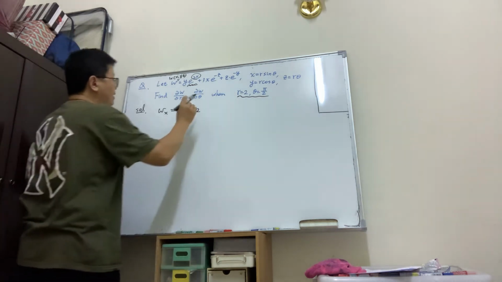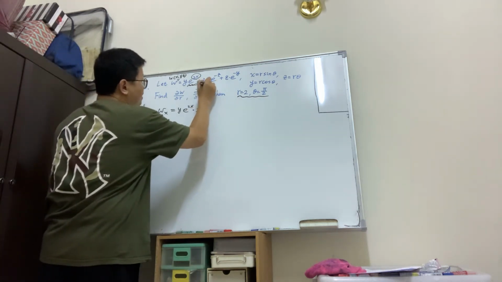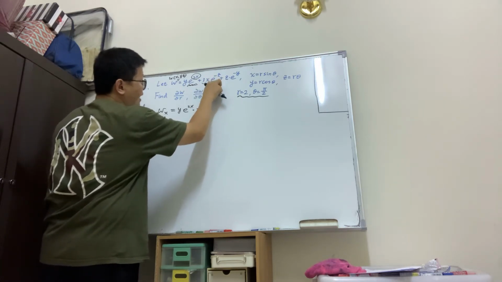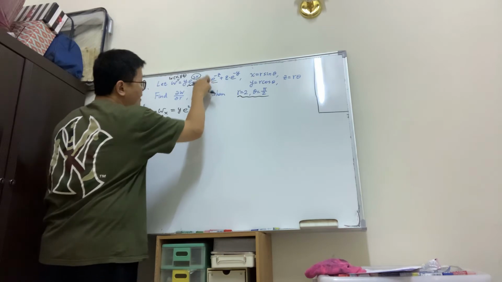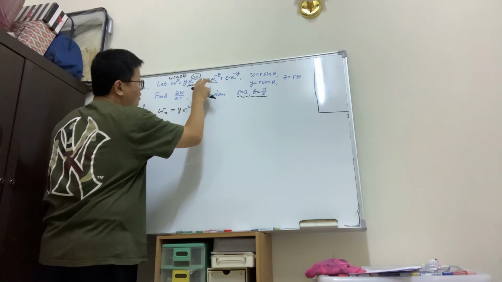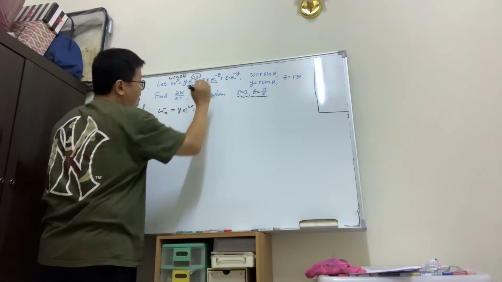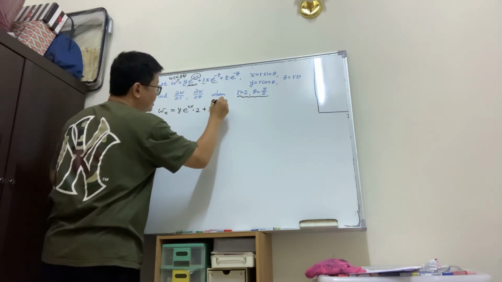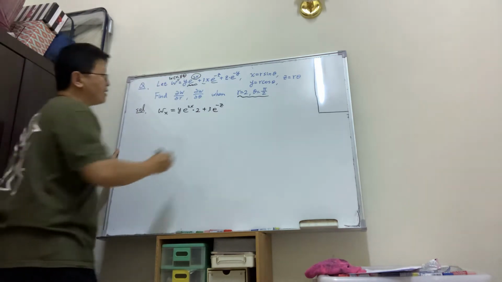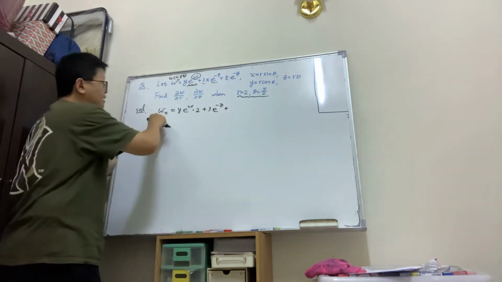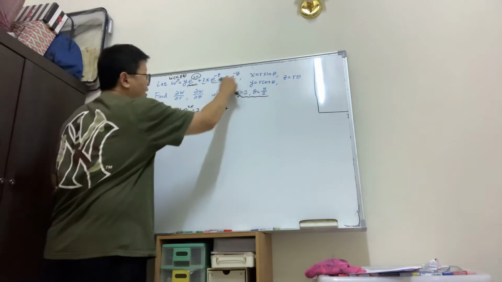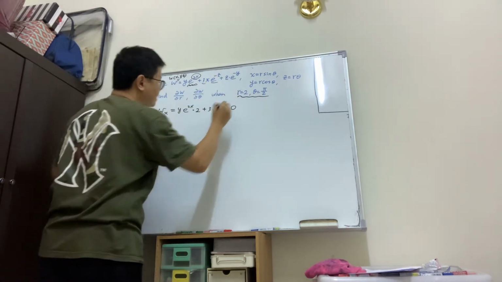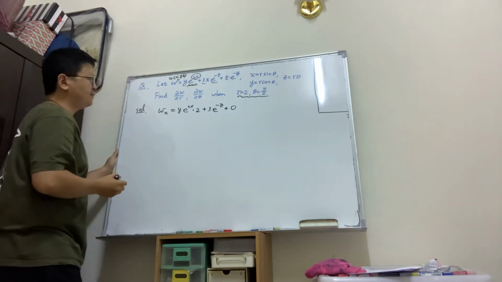And the second term, x is the variable. So the other parts are constant, and we keep the constant. x is the variable, its derivative is 1, so 1 times this constant. So it's plus 3 times 1 times exponential negative z. That's the second term. And for the last term, x is the variable, view y and z as constants. So the constant's derivative is 0. So it's this one.